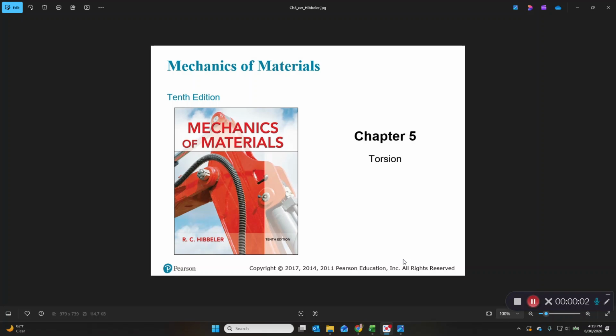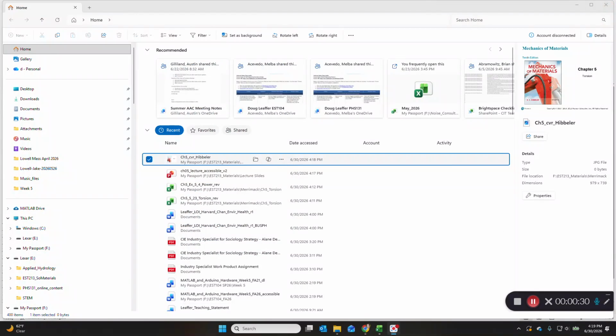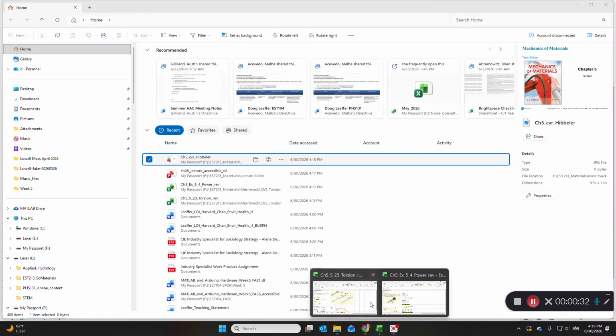Hello, this is Professor Doug, and we are going to dive into Chapter 5 on torsion. And so we'll look at a couple of examples in Excel once again, and one of them will be on calculating torques in a rod, and the other will be a power calculation from an example in Chapter 5 from Hibbler's Mechanics of Materials. So let's take a look at the first example.